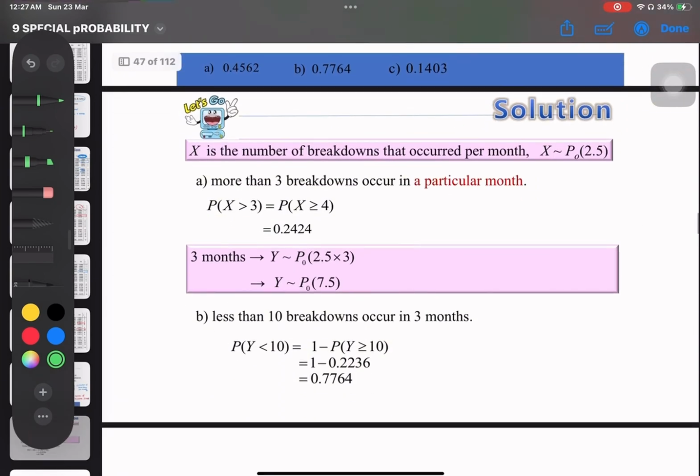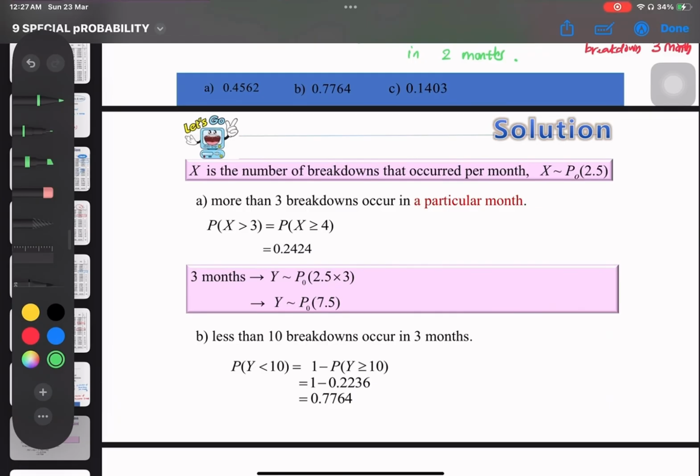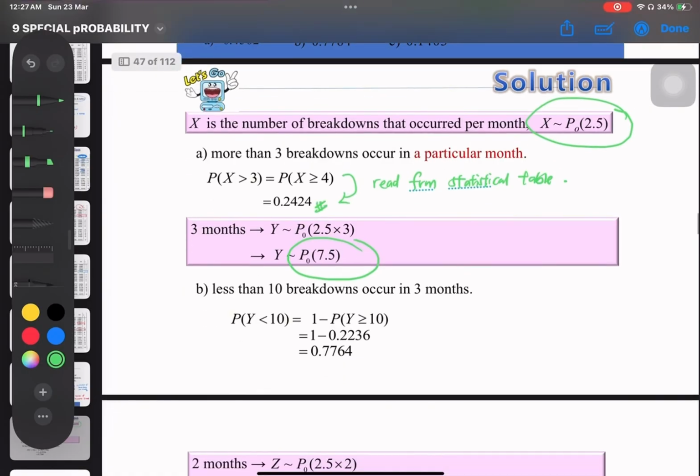So for question A, the probability is using the same mean, that is 2.5. So there are more than 3 breakdowns occurring in a particular month. We use greater or equal to 4 to make it qualify to read from the statistical table. We get the answer 0.2424.